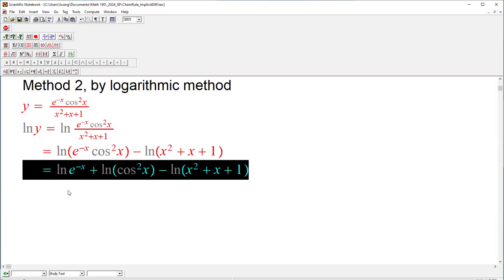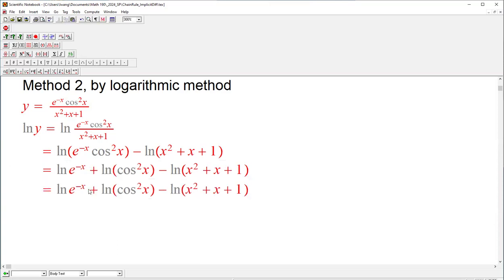And keep going. We can apply power rule. Power rule is applied to it, so this negative x as a power is going to go in the front, and the square as a power can go to the front. And ln e equals 1. All right, so now ln y equals the result after the logarithm is taken.